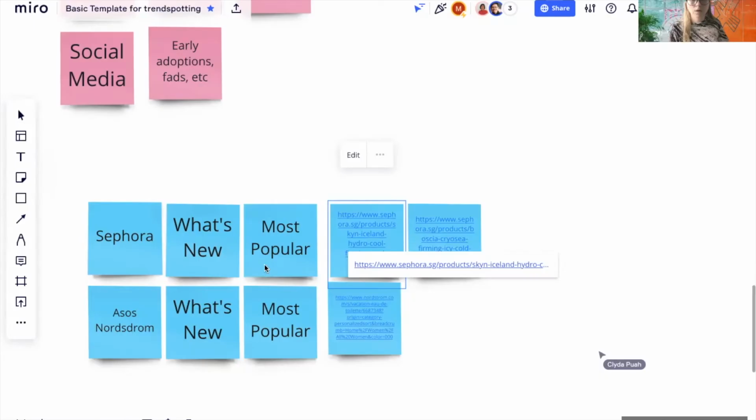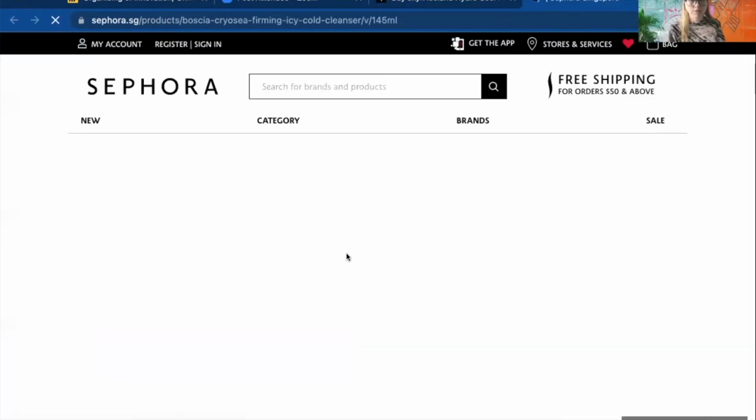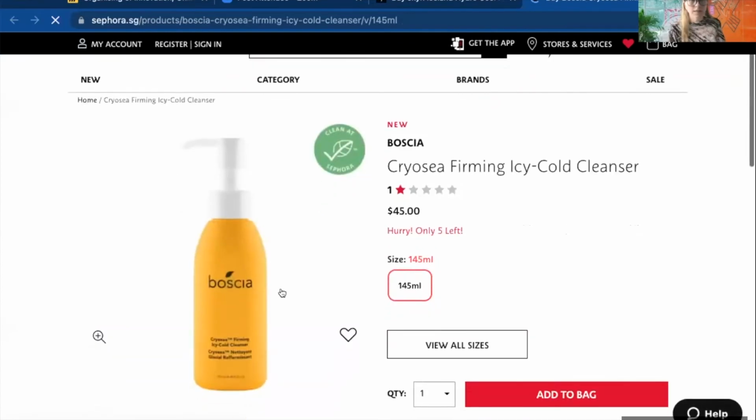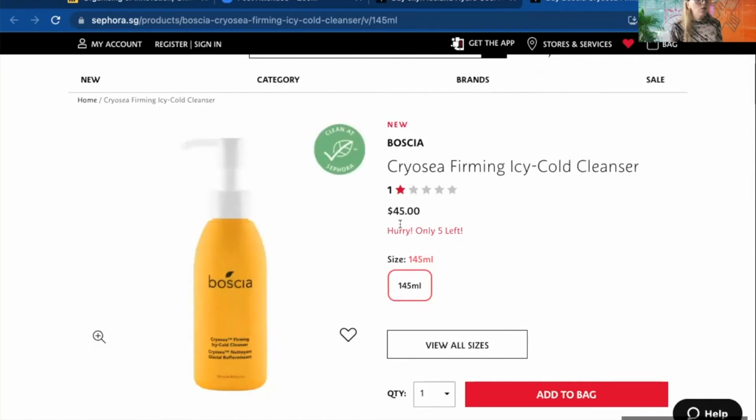So you guys, okay, so this is one of the products, right? It's a Hydro Cool Firming Neck. And then the second link that I'm going to click is also from Sephora, and it's another product, a Cryo C firming. So I'm looking here at something, there's something about cold. So I'm already mapping something. I already found a commonality here about products that leverage cold to bring a certain effect.